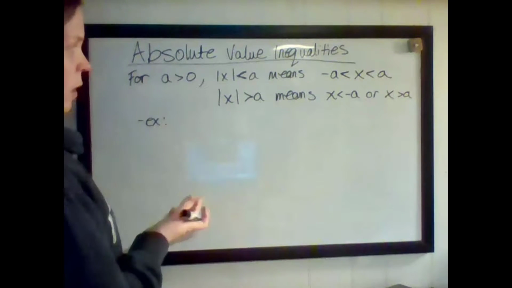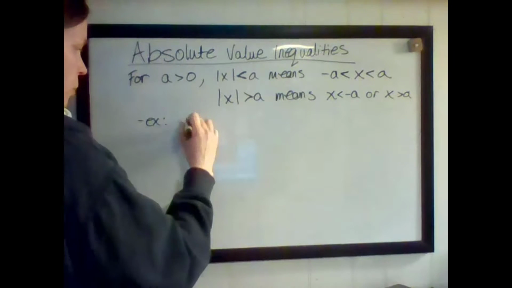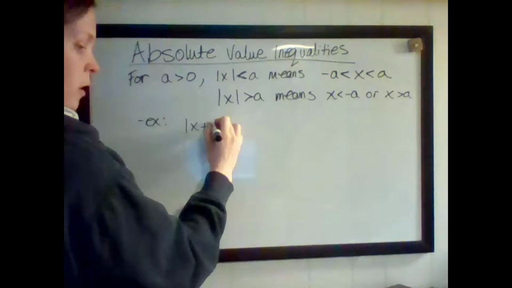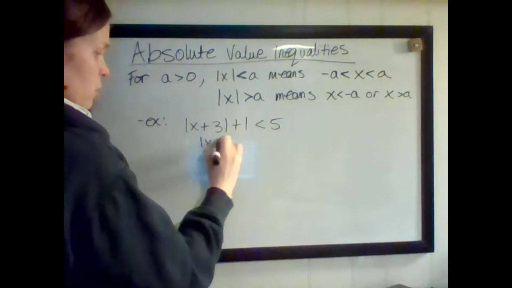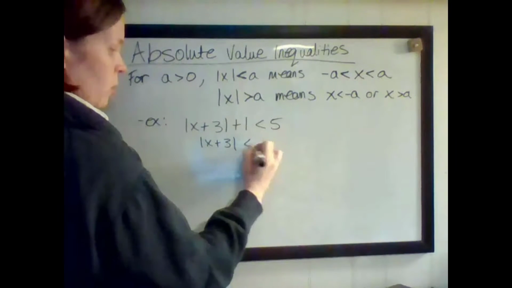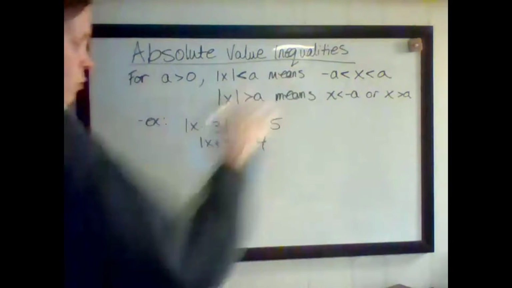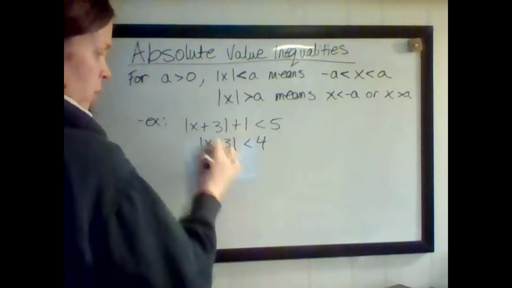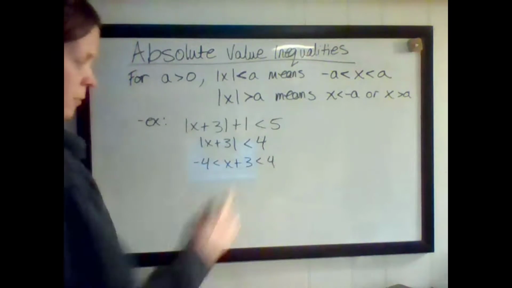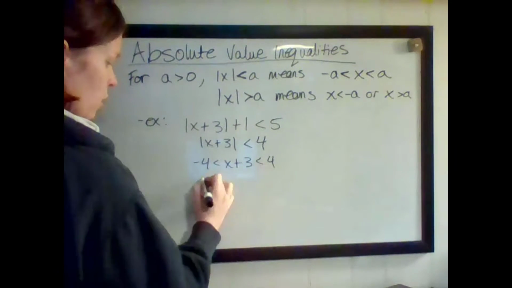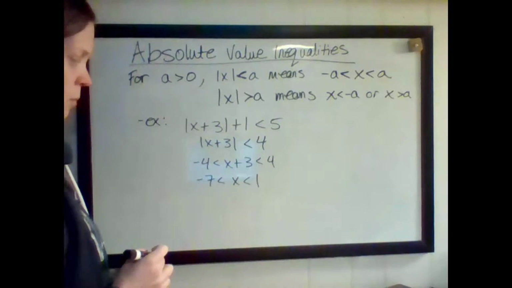And just like with equations, with absolute value, we need to isolate the absolute value part first before we use these rules. Like this one. Let's say absolute value of x plus 3, plus 1, is less than 5. First, I'm going to subtract the 1 over: absolute value of x plus 3 is less than 4. If I use the rule, this is saying that whatever this is, it's between negative 4 and positive 4. So if I solve this, subtract 3, I'll have negative 7 is less than x is less than 1.